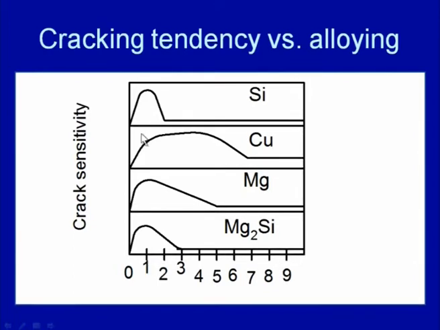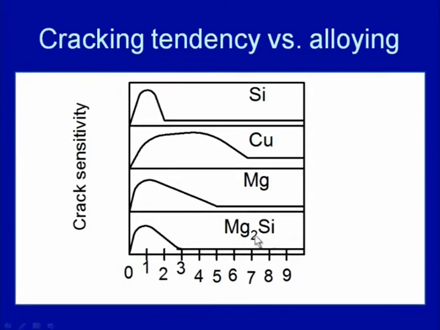So, for silicon it is around 1.6%, for aluminum copper it is around 4 to 6%, and for magnesium again it is around 1 to 2%, and for Mg2Si, it is a kind of intermetallic compound. For this kind of variation in the concentration of Mg2Si, around 1% is its maximum, then it starts decreasing.